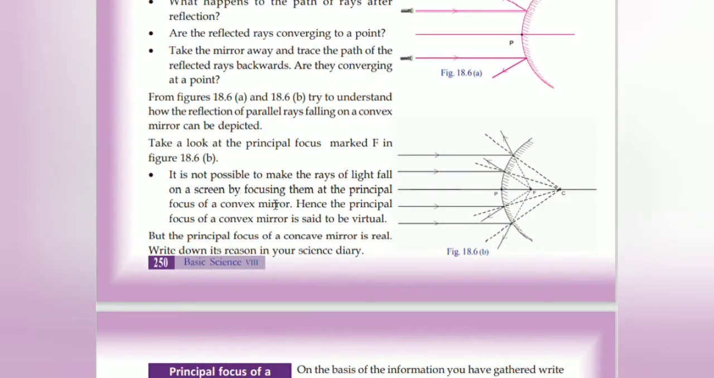Take the mirror away from the trace of the path; it is reflected backwards. It is not possible to make the rays of light fall on the screen by focusing them on the principal focus of a convex mirror. Hence, the principal focus of a convex mirror is said to be virtual.